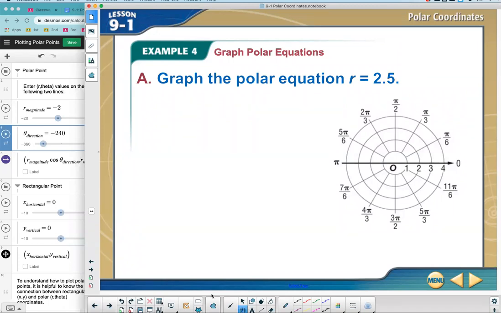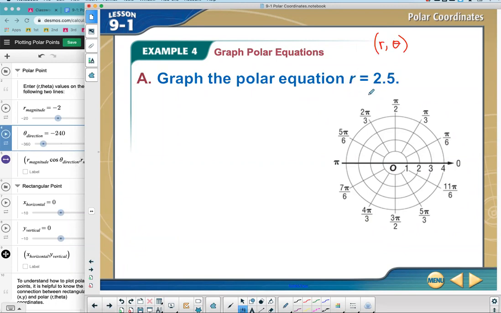Example 4 now. On example 4, it says graph the polar equation. So we're finally getting to polar equations. And I'm going to stick very basic today with only showing you 2 different shapes. One is if they give you an r without the theta. So remember, polar, we typically have an r and a theta. You've seen it like this, symbols before.